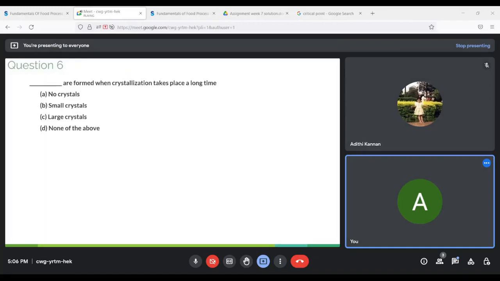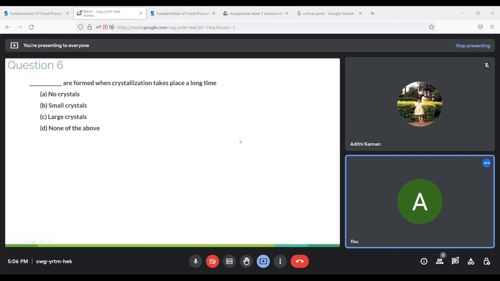So moving on to question 6. Dash are formed when crystallization takes place for a very long time. A, no crystals, B, small crystals, C, large crystals, D, none of the above.